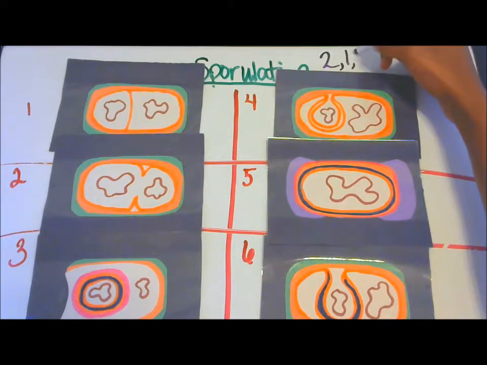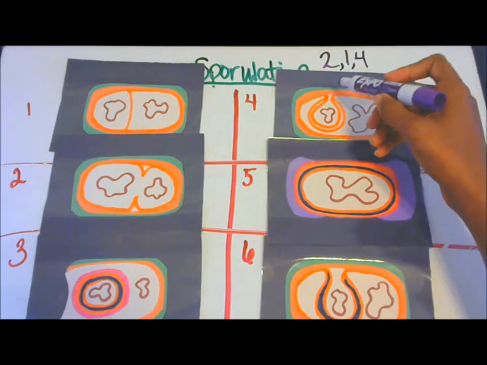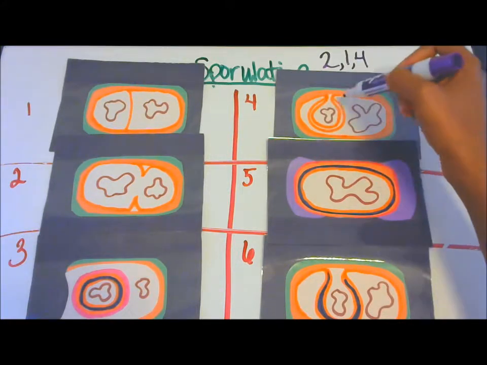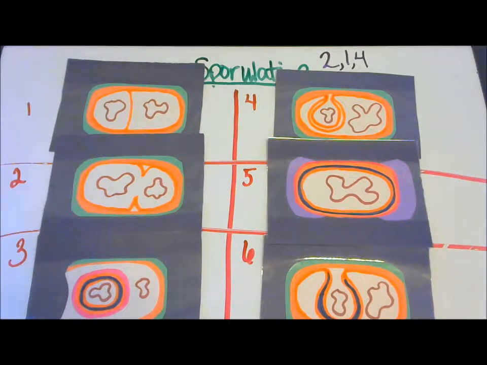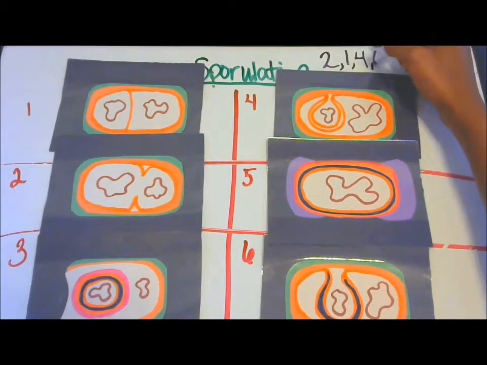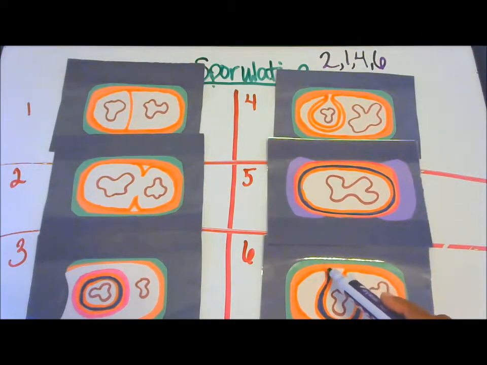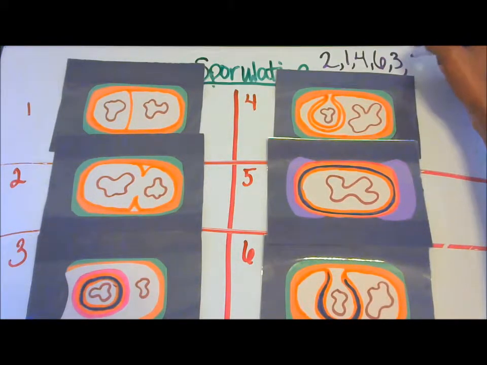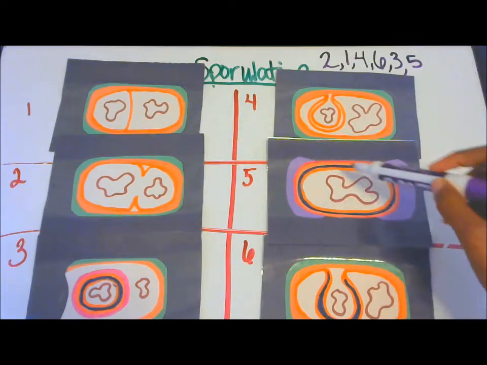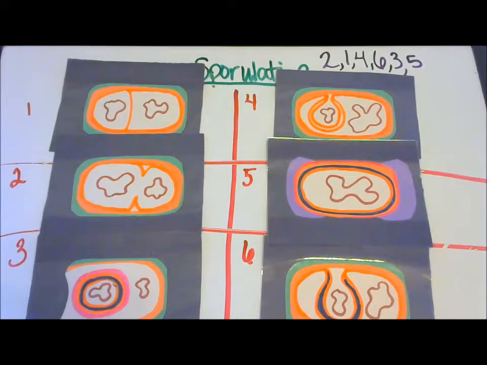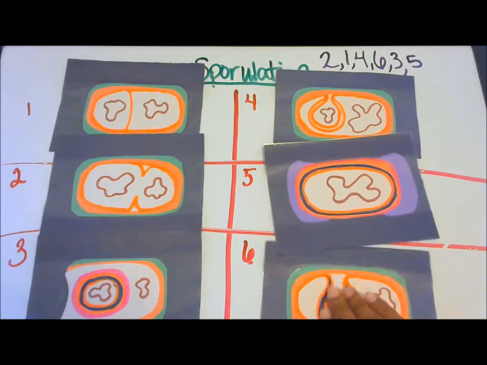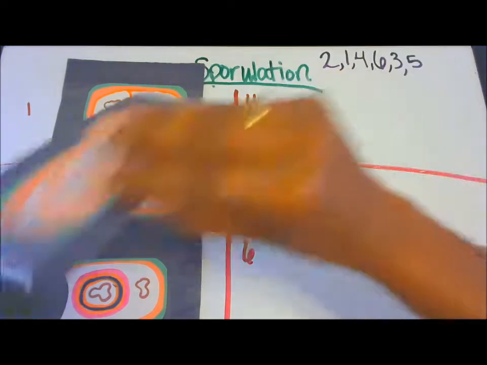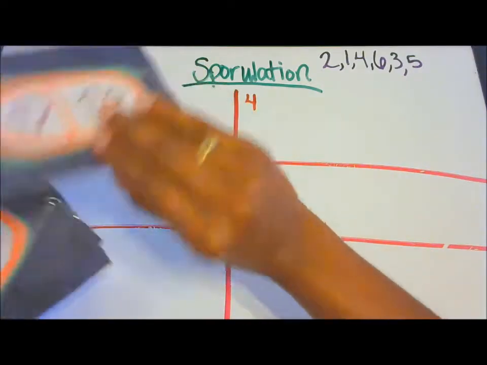4. A forespore is created, and this is a double membrane around the new DNA. 6. Here, between the double membrane, we have a cell wall that's created. 3. A spore coat is formed. And 5. The spore is free. So how did you do on this one? Good, I hope. So we're going to go over these again.